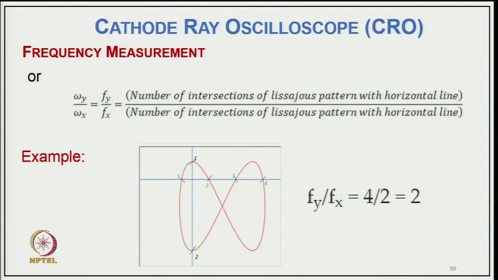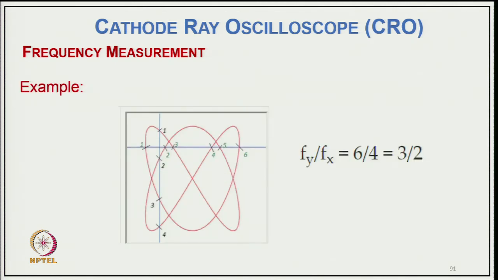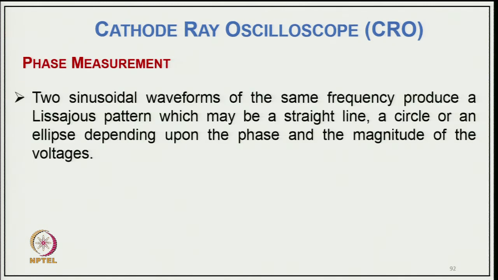So, the number of intersections of the Lissajous pattern with the horizontal lines and with the vertical lines is counted. The example is here, showing how it is cutting, typically on a vertical line. So, fy/fx equals 4 by 2, that is 2, so the frequency is twice. Here is another example: fy/fx equals 6 by 4, that is 3 by 2.